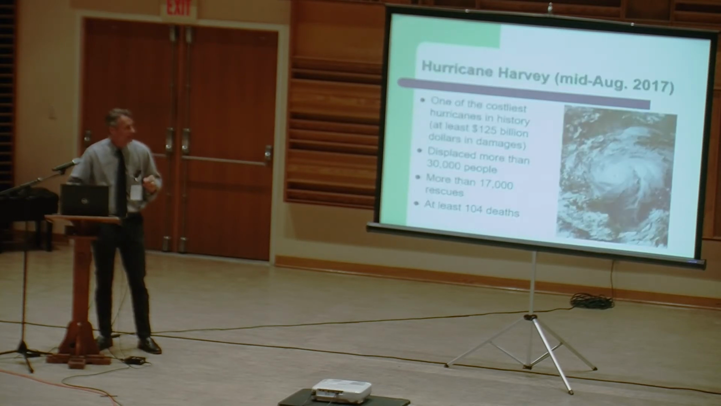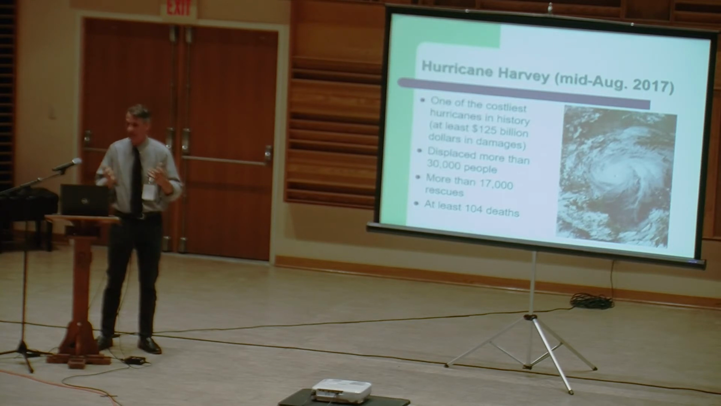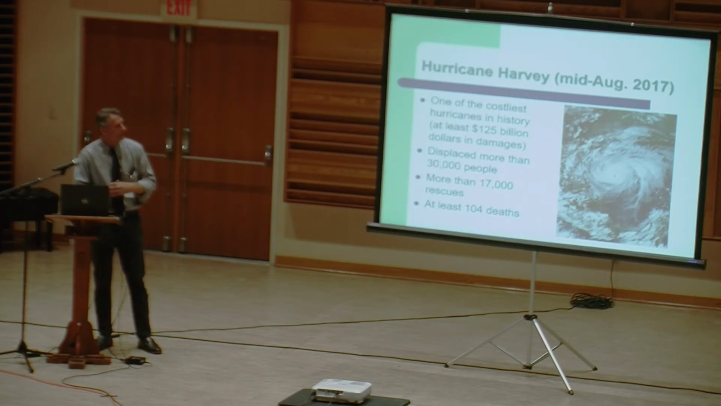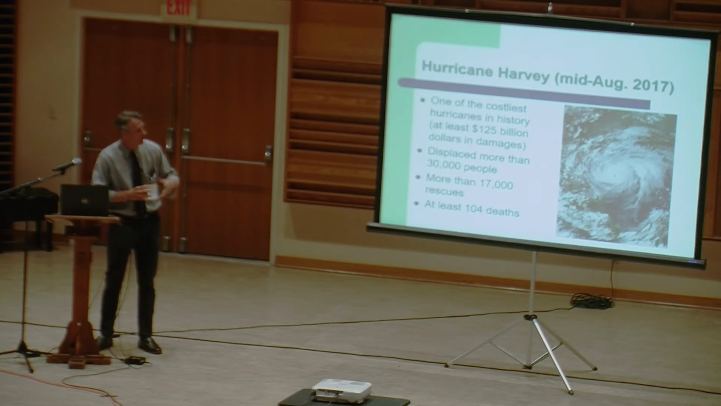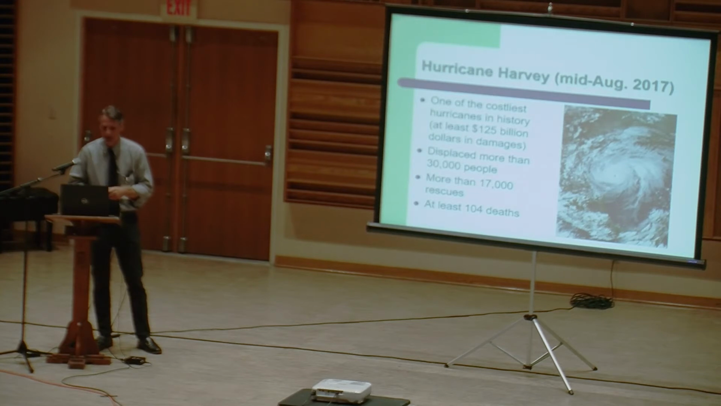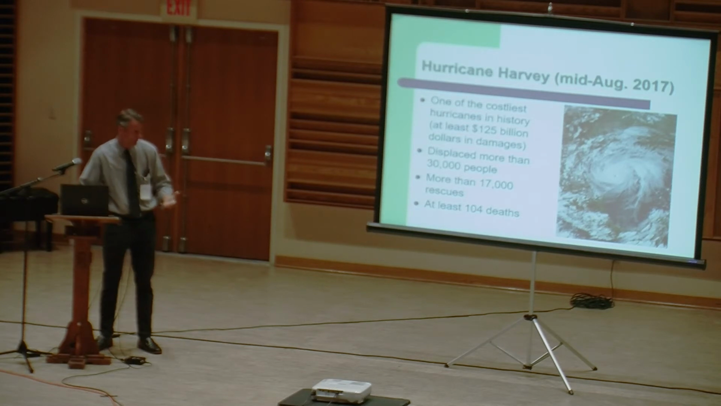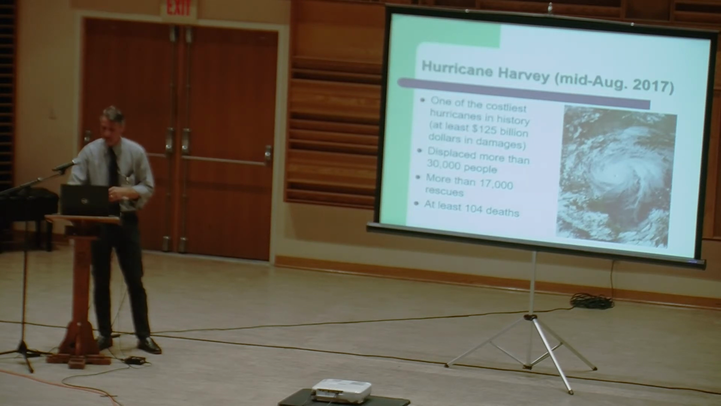So I'm going to wrap this up just talking about some extreme weather events. This is one of the extremes, Hurricane Harvey. This was a couple years ago, August. It was one of the costliest hurricanes. At least $125 billion of damage, displaced more than 30,000 people, more than 100 deaths.